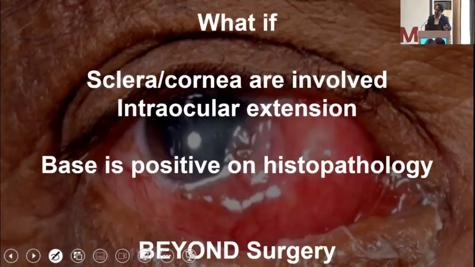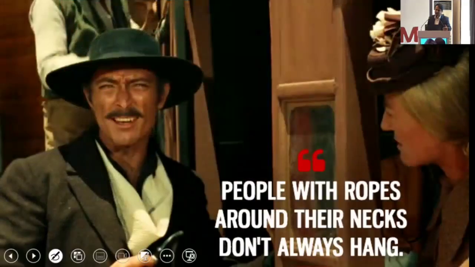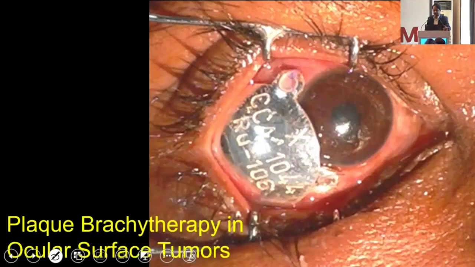But what if the tumor has already infiltrated the sclera or the base is positive on histopathology? In such patients earlier, 5, 7, 10 years ago, we were doing either extended enucleation or orbital exenteration. But it is said that not all people with ropes around their necks always hang, and we have all these measures to take care of them: plaque brachytherapy, stereotactic radiation, chemotherapy, chemoradiation, and targeted therapy.